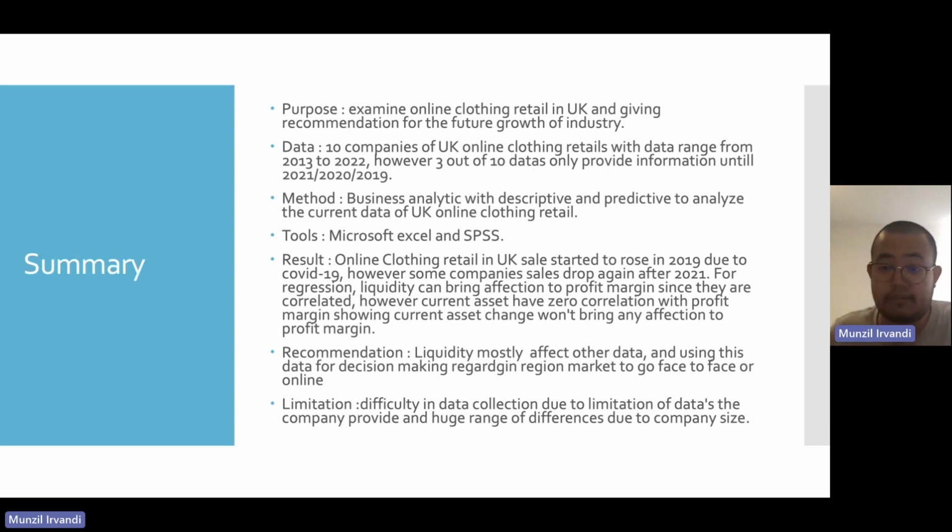However, current assets have zero correlation with profit margin, showing current asset change won't bring any effect to profit margin. For the recommendation, liquidity mostly affects other data, as I said before, and using this data for decision making can help UK online clothing retail to decide whether they should open online or offline for that region market of that area. The limitation for this data is the difficulty in data collection because some companies' data are not 10 years or even the statistics haven't specified million or billion.